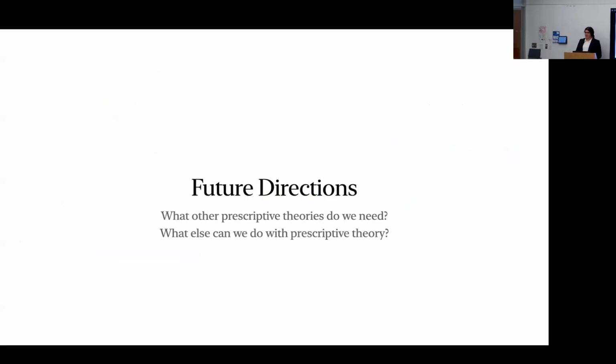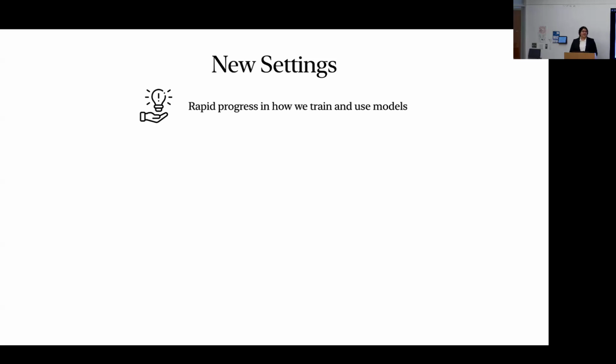So I'll conclude by talking about some of the future directions that I'm interested in. In particular, what are some other prescriptive theories that we need, and what else can we do with prescriptive theory? First, I'll say that with the interest in these language models, or models in general, there's rapid progress in how we train and use models.